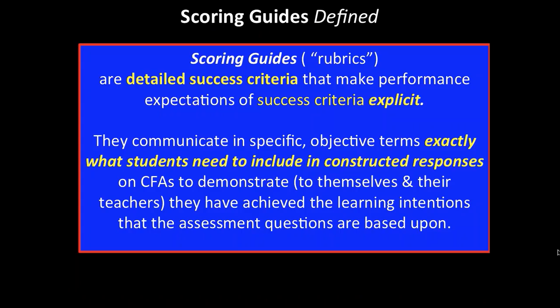I want to go back to our definition of scoring guides or rubrics. You also see this on your handout, but they're detailed success criteria. So we take the success criteria and we break it down and make it very explicit in objective terms, exactly what the students need to include in a constructed response item. What needs to be there? And this comes back to the metaphor I use like Dragnet, just the facts. Here's exactly what you need to have.